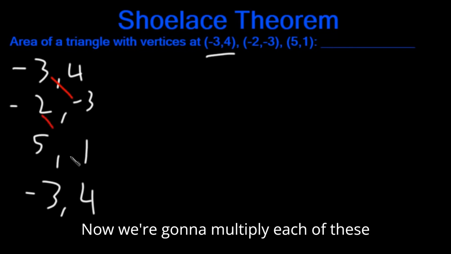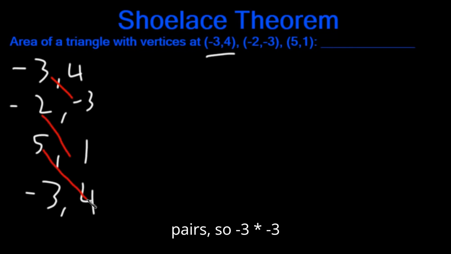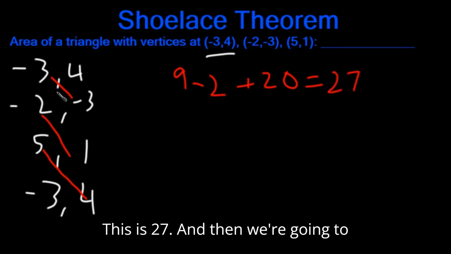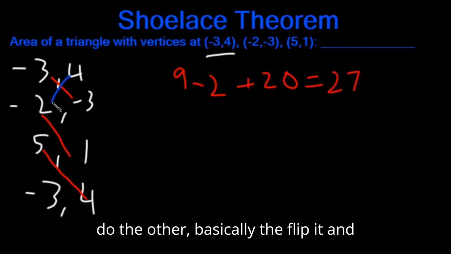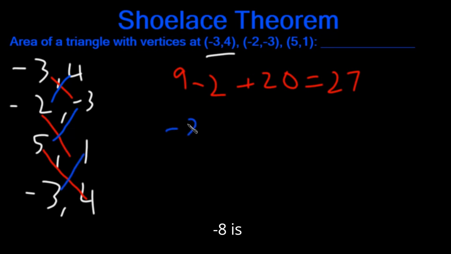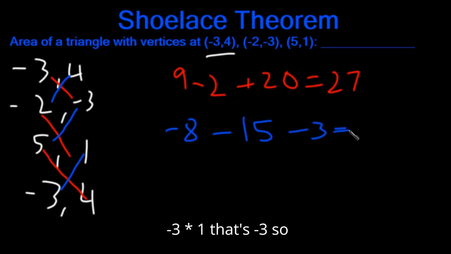Now we're going to multiply each of these pairs. So -3 times -3, that's 9, minus 2, plus 20. This is 27. And then we're going to do the other side, basically flip it. 4 times -2 is -8. -3 times 5 is -15. And then -3 times 1, that's -3. So this is -23 minus 3, that's -26.